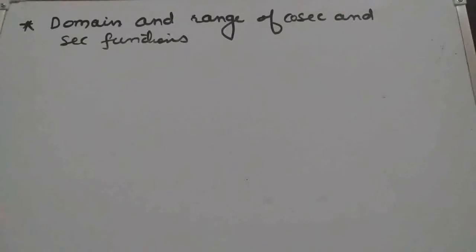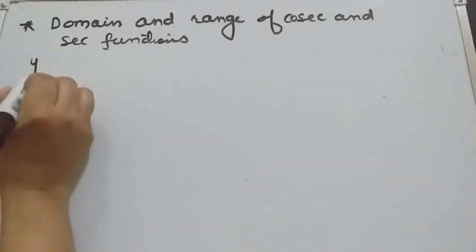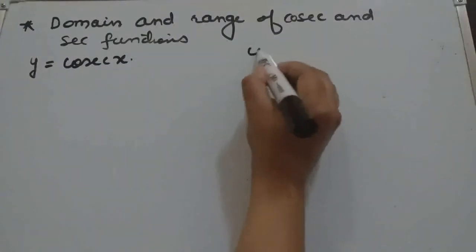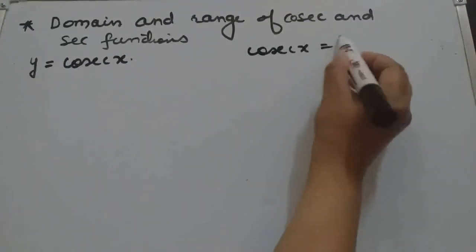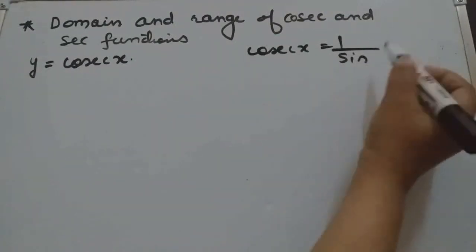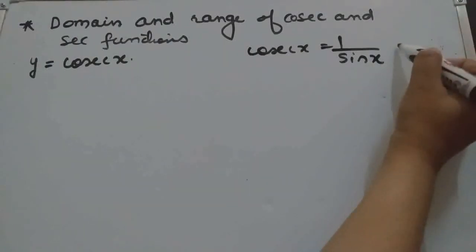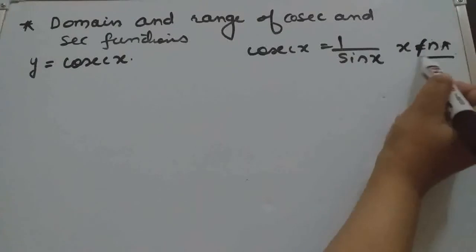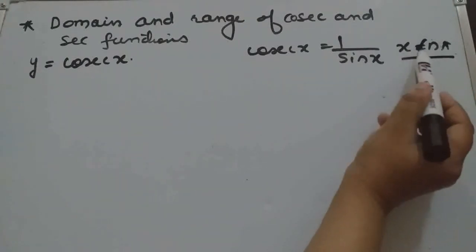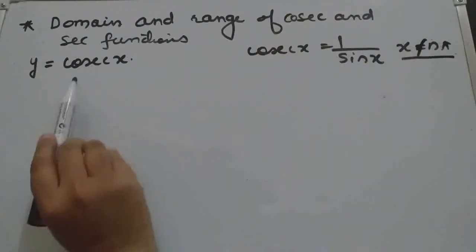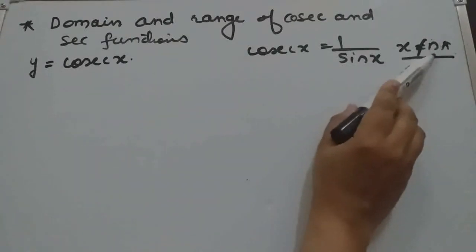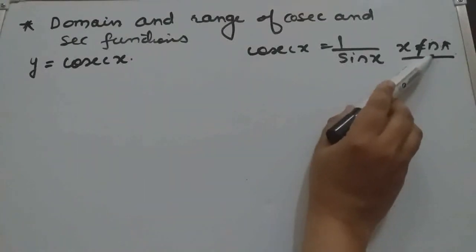Domain and range of cosec and sec function. So first we will see about the cosec function, okay. So cosec we know is what? 1 by sine x. So this function is well defined for all values of x except n pi, isn't it? We discussed these things. X should not be equal to n pi. So the domain we can consider R minus n pi, okay. These values we can consider here.